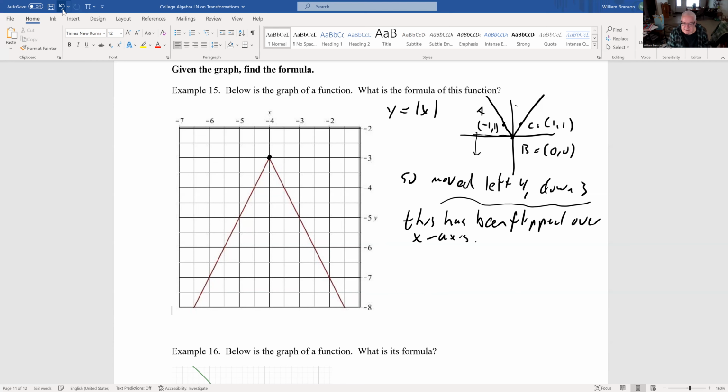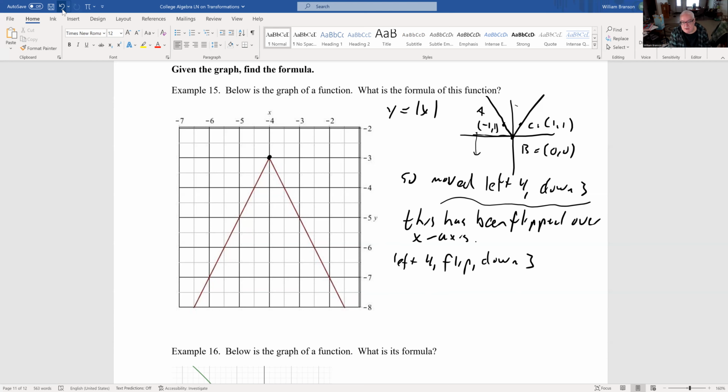So the order of doing things then is we're going to go left 4 units, flip, and then down 3. And that would get this in the correct point.